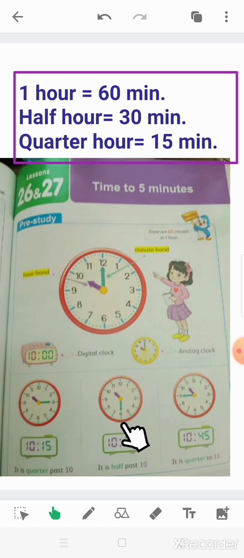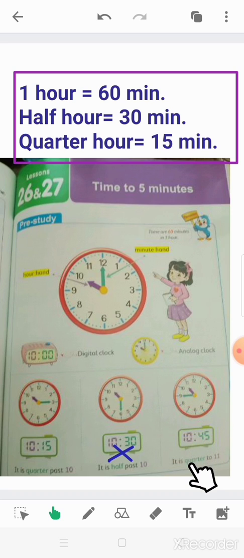Make table 5. 6 by 5. Table 5: 6 times 5 equals 30. Look above. Half an hour equals 30 minutes. So we make a cross. How do we write it in English? It's 10:30. We make a cross. Okay, one more time.